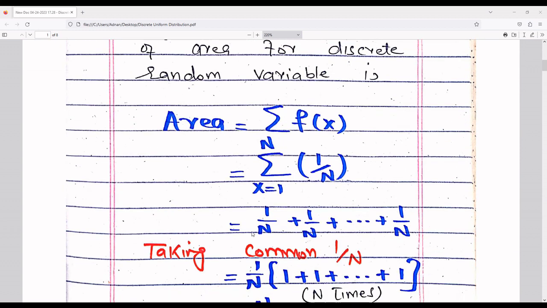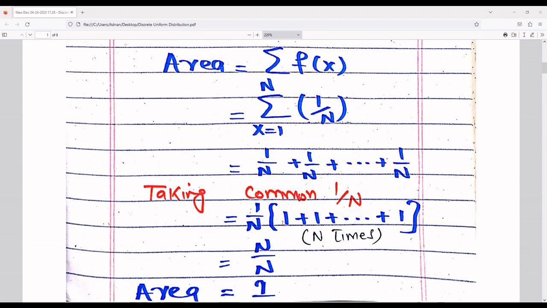Now expanding this sum, 1 over n, summation means plus sign, 1 over n, and so on up to 1 over n. Taking 1 over n common, because 1 over n is common in the whole equation, we are left with 1 plus and so on 1. These 1s appear n times, so we can simply write it as capital N over capital N.